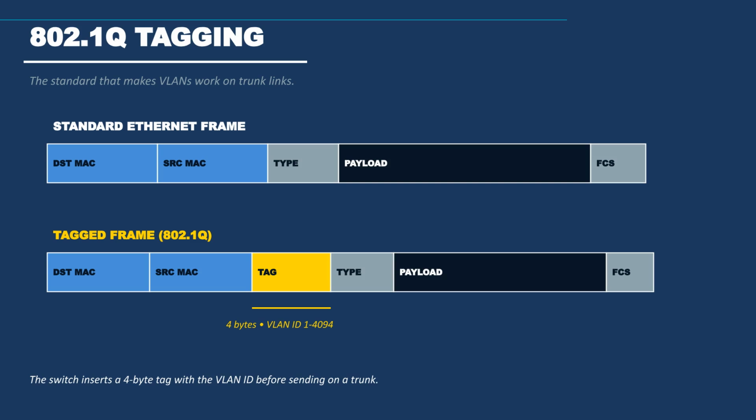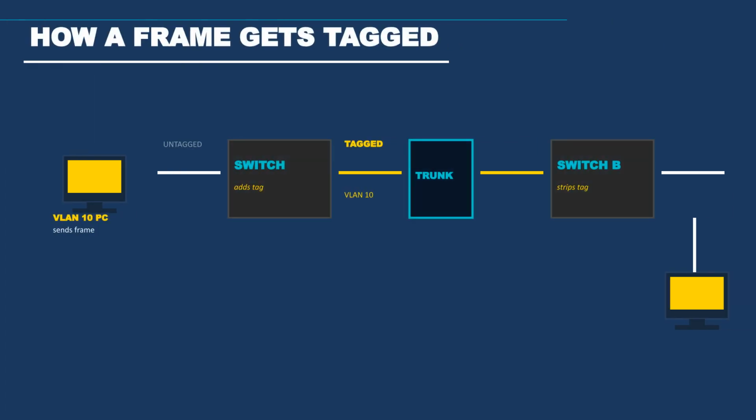802.1Q is the standard enabling VLANs on trunk links. It works by inserting a 4-byte tag containing the VLAN ID into the frame before sending it on a trunk. The tag is added when a frame enters the trunk and removed when it exits. This process ensures the destination PC never sees the tag, maintaining a normal, untagged experience.